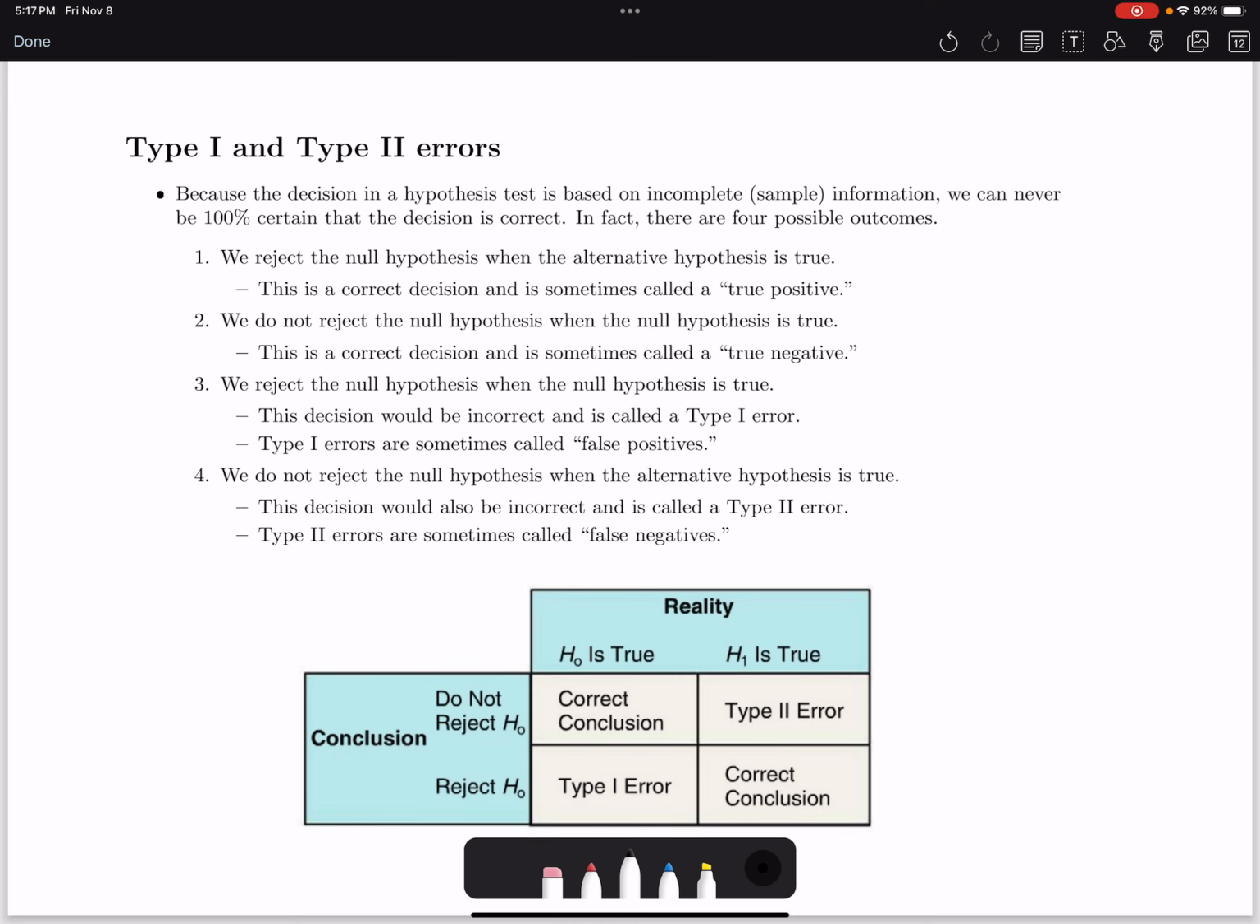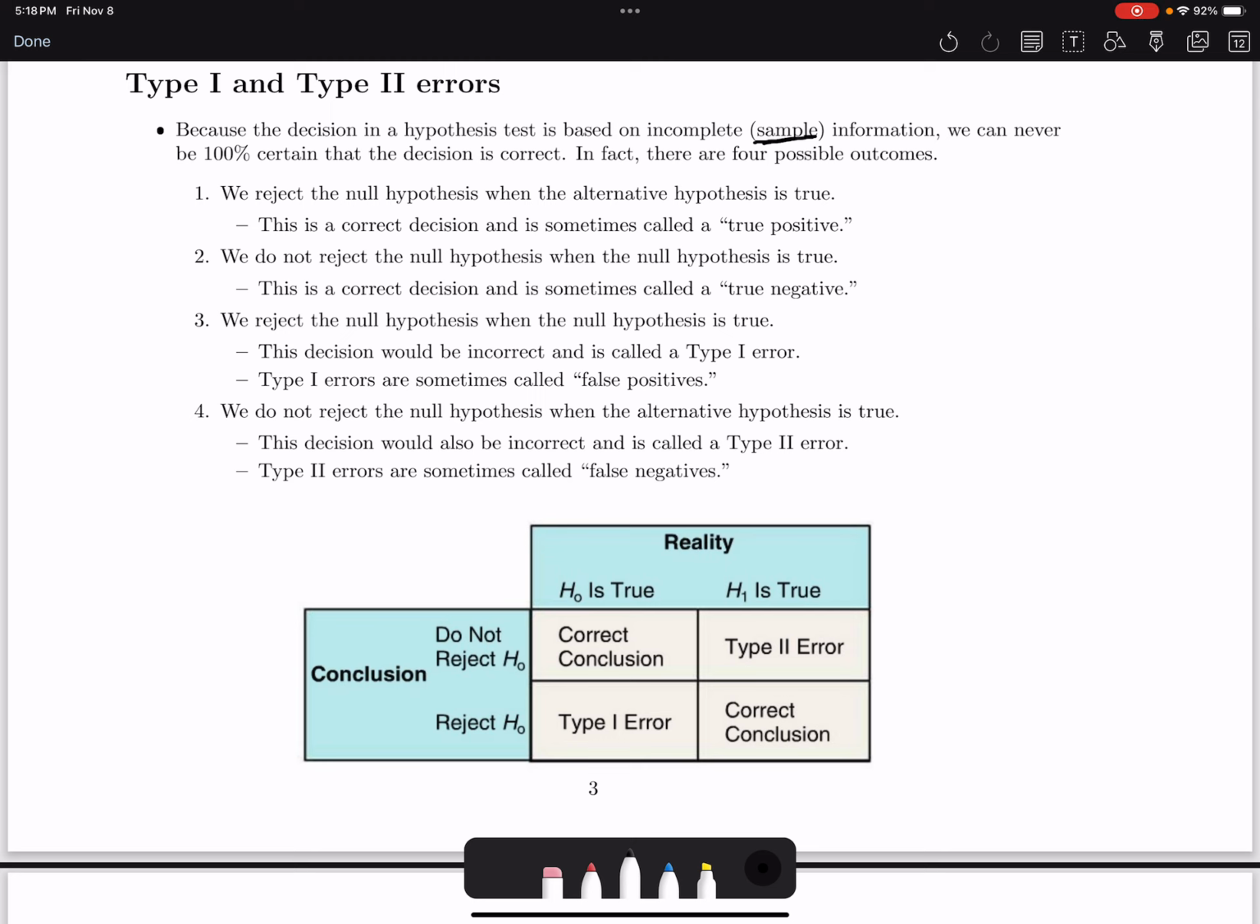Anyway, let's talk about type 1 and type 2 errors a little bit more. Actually, let's just introduce them because we haven't really introduced them yet. So let's talk about these. Because the decision in a hypothesis test is based on incomplete information, right? It's based on sample information. And consequently, we can never be 100% certain that we're making the correct decision. We don't know whether we're making the correct decision or not. We can try to minimize the probability that we make a wrong decision, but ultimately we'll never know if we're making the right decision. In fact, there are 4 possible outcomes in a hypothesis test.